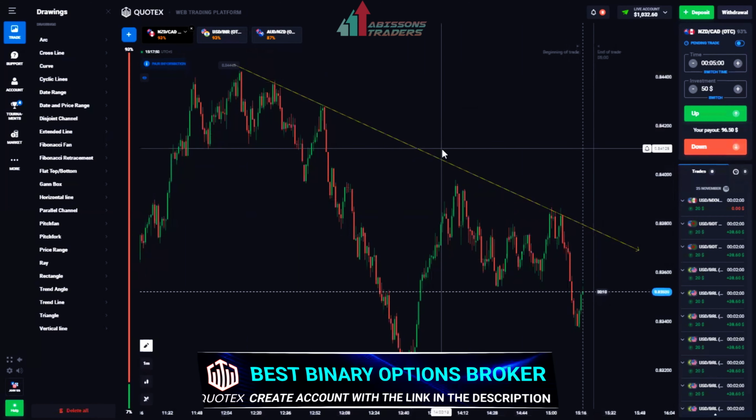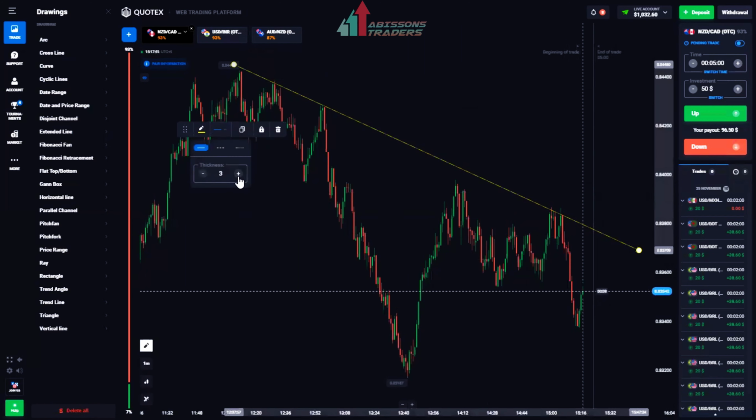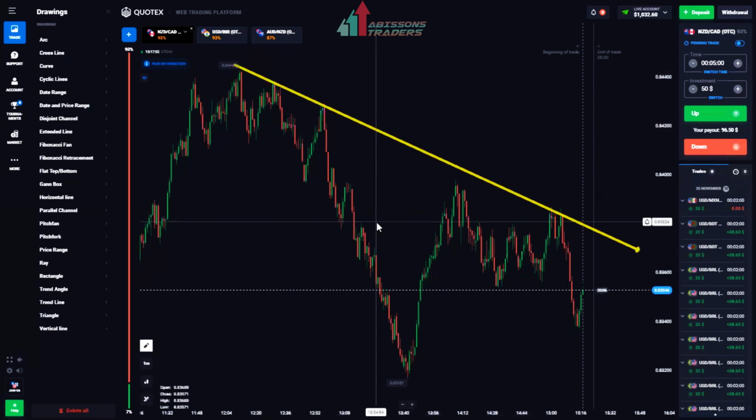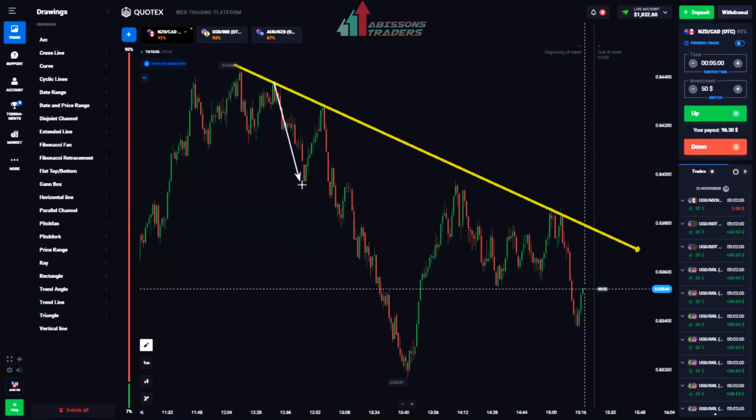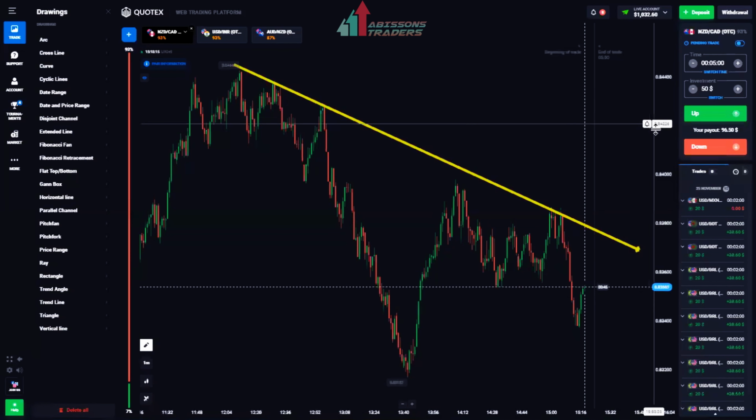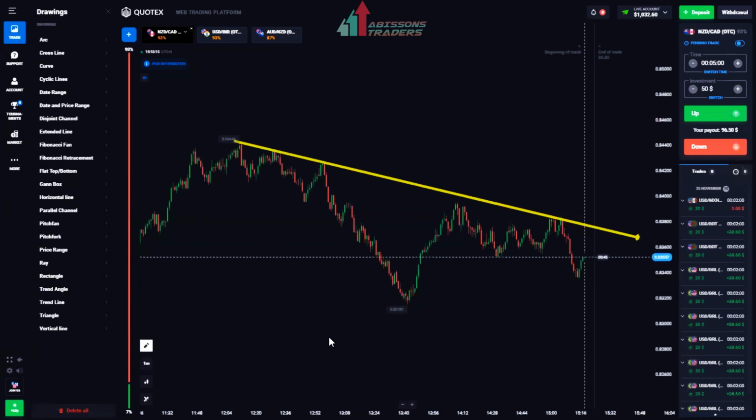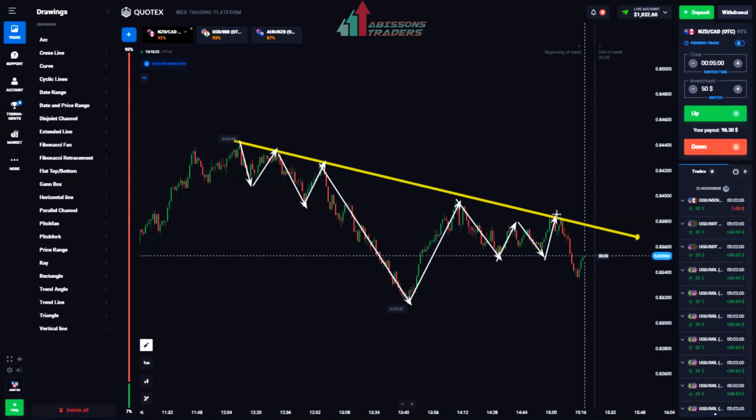Let me put it more visible, like this. This is a downtrend structure, so it is forming lower lows and lower highs. Let me put it like this so that you can see it clearly. So these are lower low, lower high, lower low, lower high, and another lower low, lower high, another lower low, lower high.